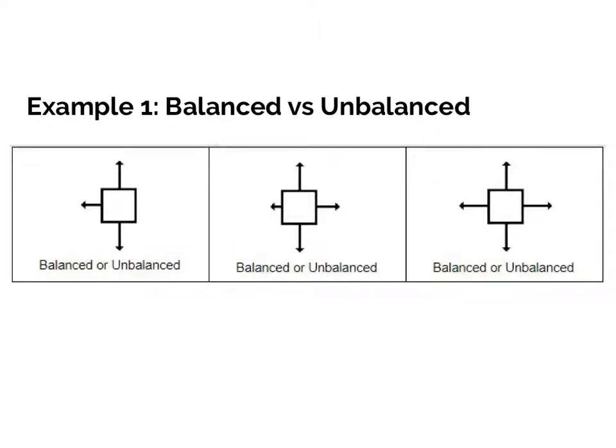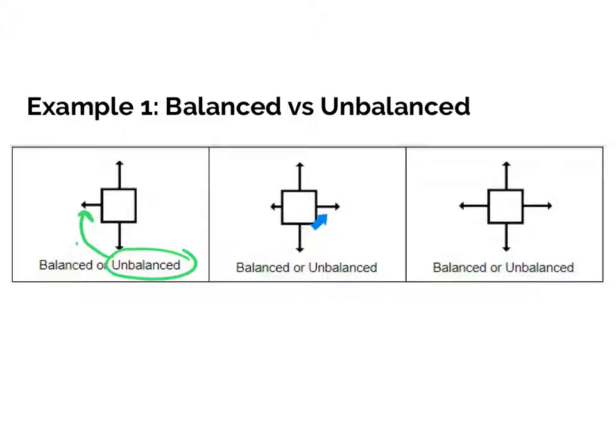So the first thing we're going to understand is whether forces are balanced or unbalanced. So our first example, just going to go through this real quick. Notice the first here, I have an upward arrow, a downward arrow, and one to the left. So balanced or unbalanced? In this case the object would be unbalanced due to the force to the left that is not balanced out.